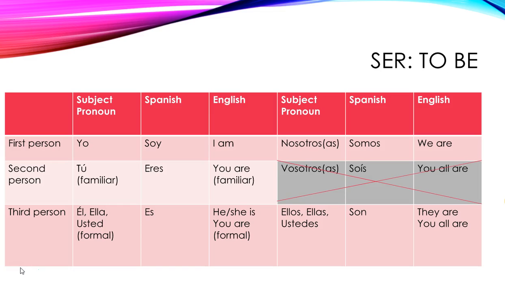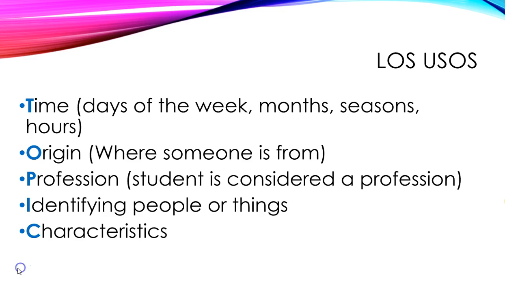The nosotros, nosotras form of ser is somos. You can also use somos when the subject is a subject pronoun or a person's name with yo. The ellos, ellas, ustedes form of ser is son. You can also use son when the subject is more than one person or object.